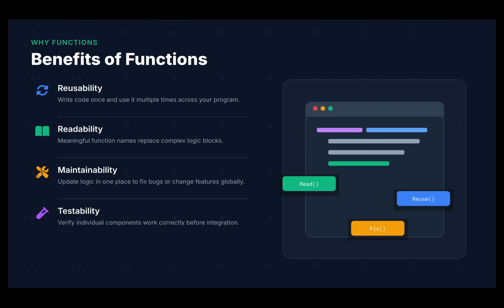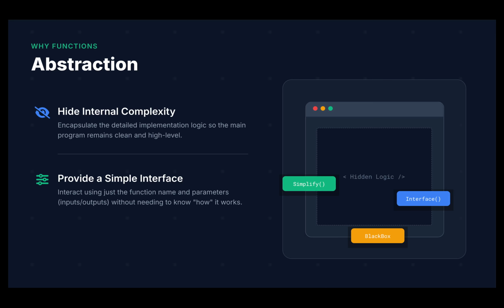The benefits are expanded here into 4 main ideas: reusability, readability, maintainability, and testability. A well-named function makes a program easier to read because the name communicates the intention. It also makes updates easier since changing the logic in one place updates all uses of that function. And because each function can be checked separately, testing becomes more manageable.